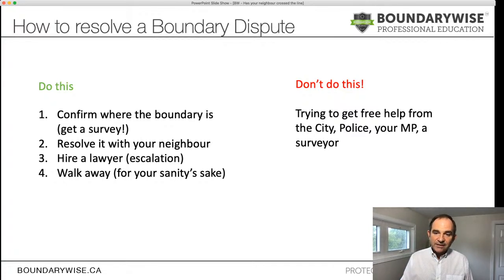There are some municipalities, I think Oakville is one, that actually have a department, a function that helps guide you through those. But for the most part, the vast majority of municipalities do not have any sort of mechanism. They pass it off as a civil matter. Same with the police. Unless a criminal offense has been perpetrated, the police are not interested. It's a civil matter.